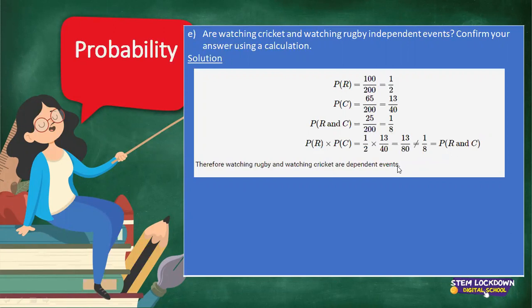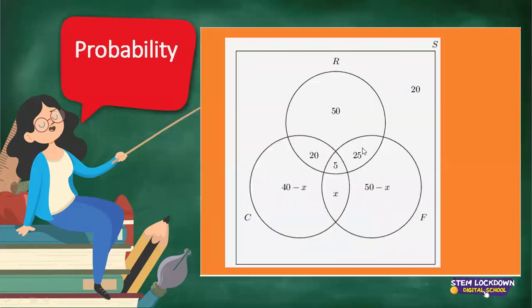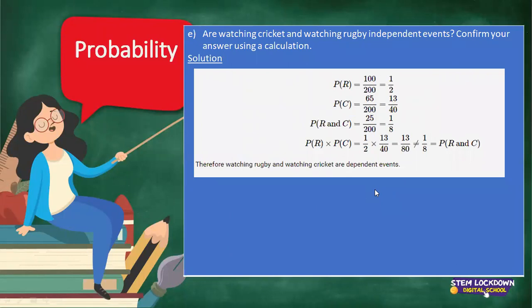Okay. The probability of cricket and soccer is 25 over 100. How do you get 25 over 100 again? So cricket and rugby is 25. So 20 plus 5 is 25. So the probability of cricket and rugby is 25 over 200, which is not 1 over 8. So that is not equal to 1 over 8, so they are not independent events.